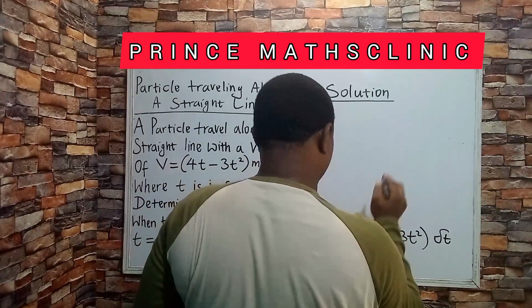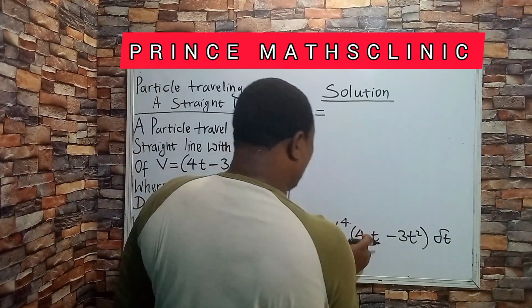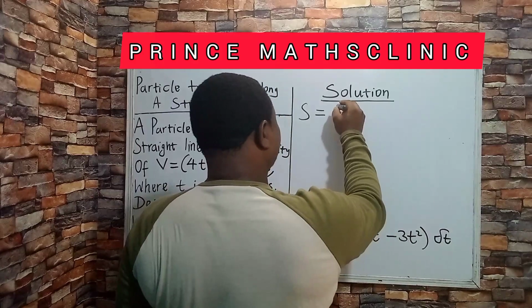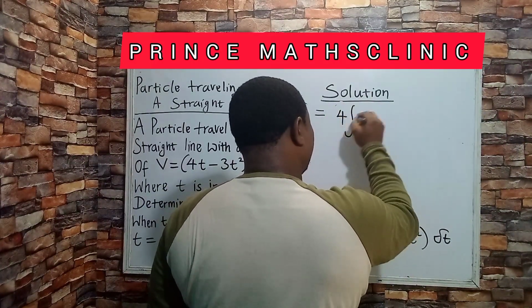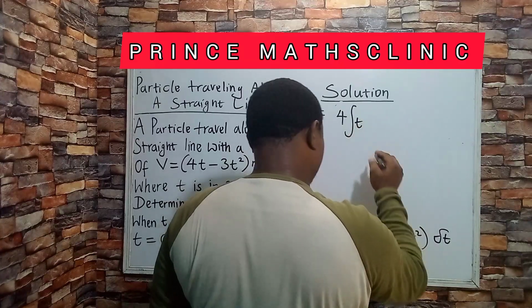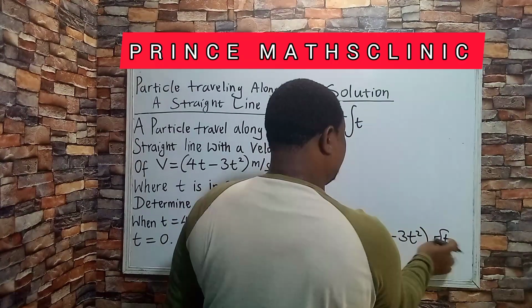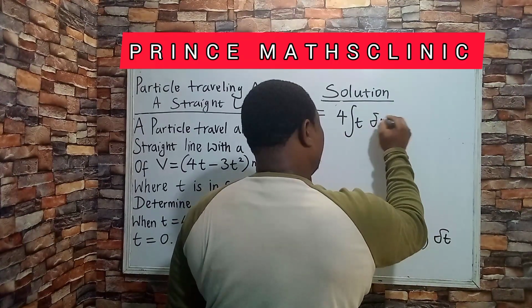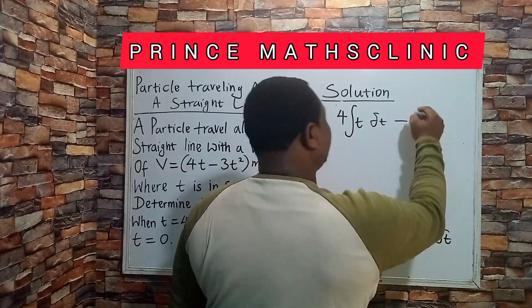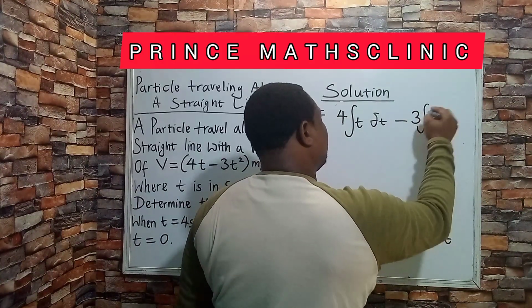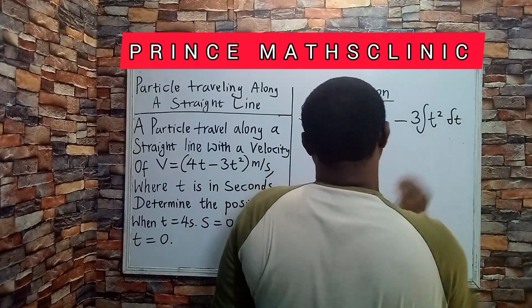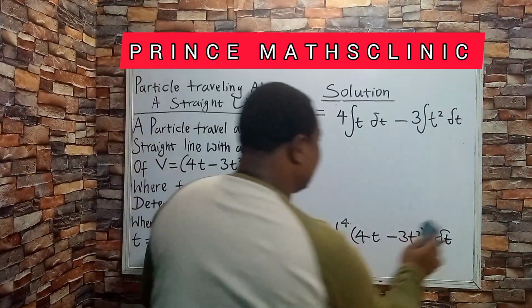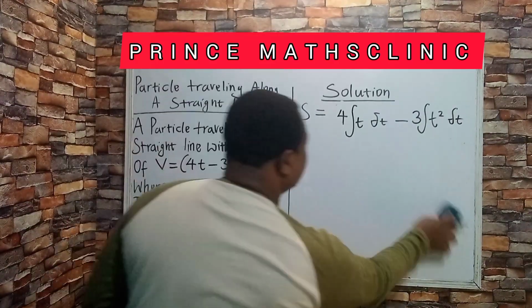Now, we don't integrate a constant. So since we don't integrate a constant, I'll bring out that constant. So this is t, right? The t is distributed, right? Minus, then you bring a 3 out, then t squared dt.